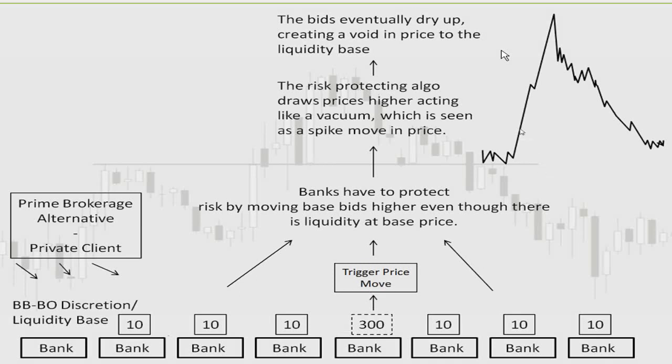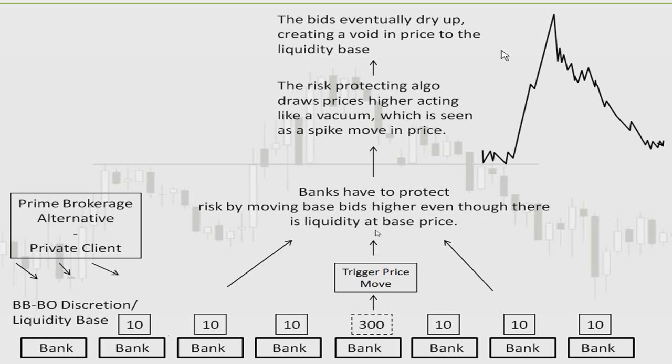So when the price move gets triggered and we start to see price accelerate up, and we're going to look at many examples of this, as we see it accelerate higher, it creates a vacuum. The banks' bids and offers actually have to get sucked up the market like a vacuum, and they will draw the orders up behind them. So it actually starts what we call a price run. The banks create this mechanism because they have to protect the risk by moving the base bids and offers higher, even though there's liquidity at a base price.